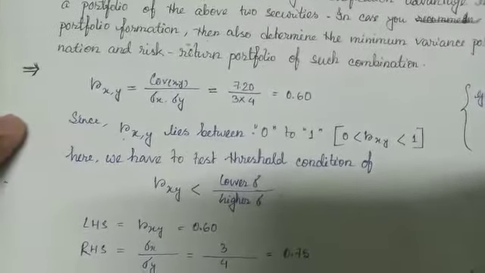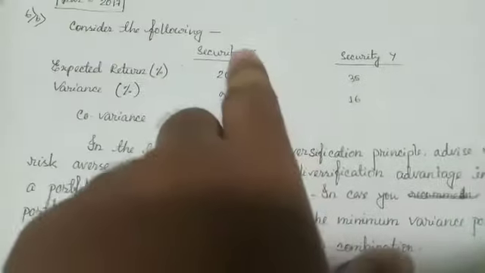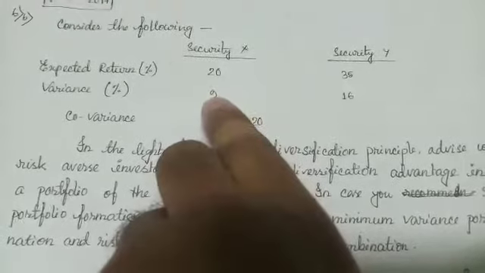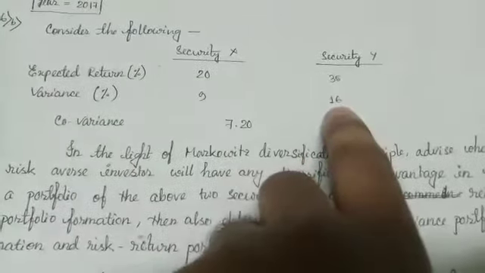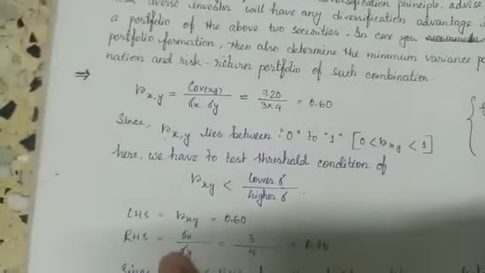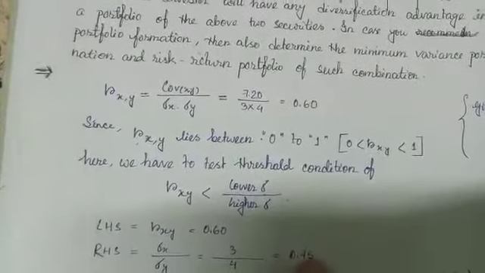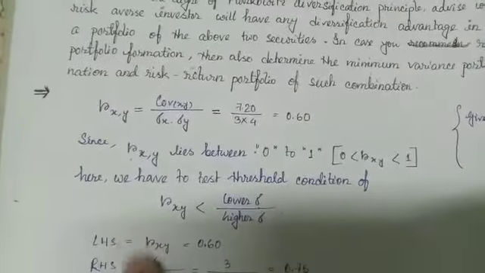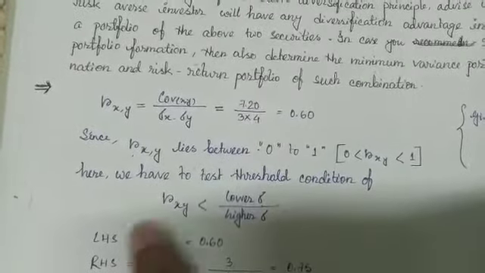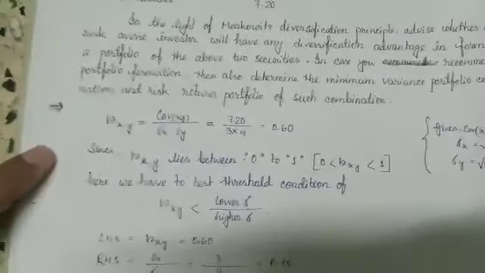On the right hand side we have lower sigma by higher sigma. Here, lower sigma means sigma x is 3% and sigma y is 4%. So lower sigma is sigma x and higher sigma is sigma y. On the right hand side we have lower sigma by higher sigma, that means sigma x by sigma y, which comes to 0.75. So here the left hand side becomes less than the right hand side, and since the left hand side is less than the right hand side, the threshold condition is satisfied.